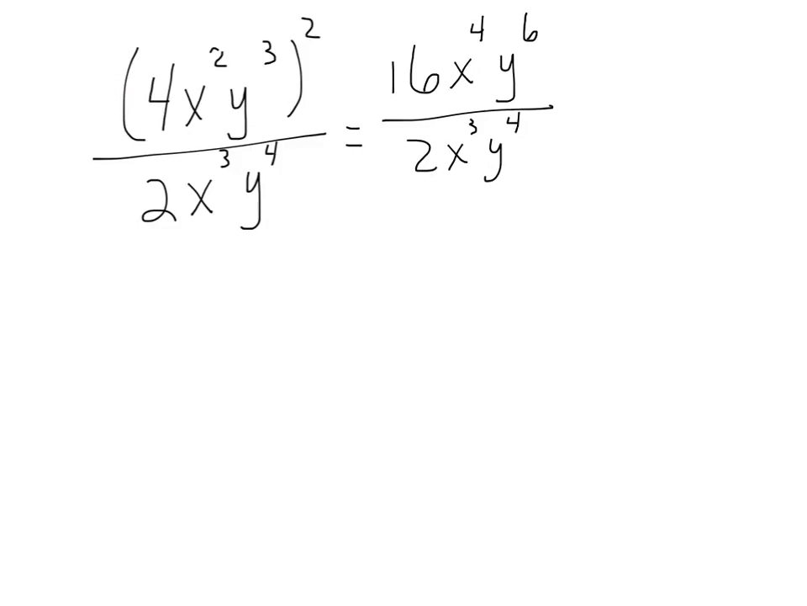Now, what I would do is my division piece, which says when you're dividing powers of the same base, you subtract the exponents. 16 divided by 2, of course, those are the coefficients, and that's just 8. X to the 4th divided by x to the 3rd, you're going to subtract these exponents, and 4 minus 3 is 1. And then the next set is the y's, and y to the 6th divided by y to the 4th will give me y squared. And this is going to be my simplified answer.